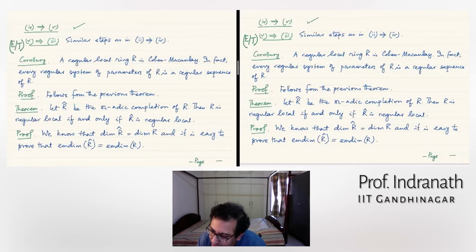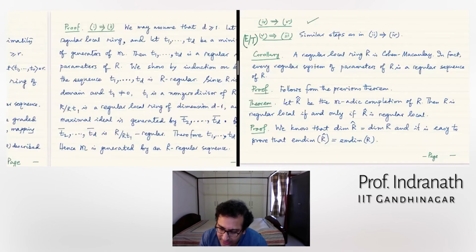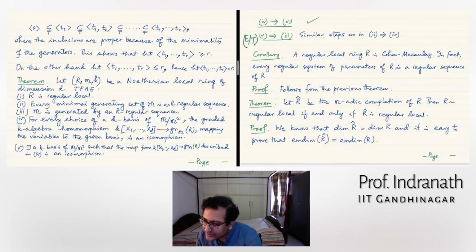Yeah, here you are. Maybe I keep this open. So here comes another structured theorem, so to say, that a regular local ring is Cohen-Macaulay. In fact, every regular system of parameters is a regular sequence of R. Now I have said that this follows from the previous theorem. Can somebody quickly tell me how? It's obvious, but still I want to hear it from you.